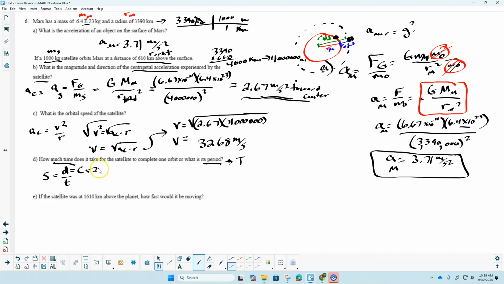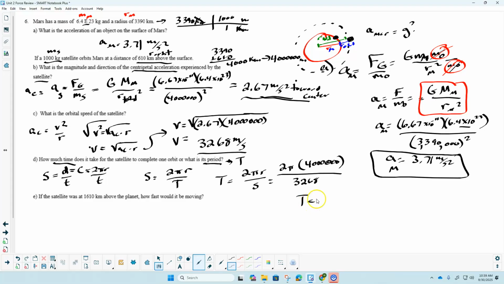If we use the distance as the circumference, that's 2 pi r. So it's 2 pi r over t. So s equals 2 pi r over t, and t is the orbital period. We're going to solve for t, so t equals 2 pi r over s. You take 2 pi times that radius, which is still 4 million, divided by s, our speed, which is our answer from part C, 3,268. If you do that in your calculator, you get something like 7,690.6 seconds. So that's how many seconds it takes to orbit the planet at that position.